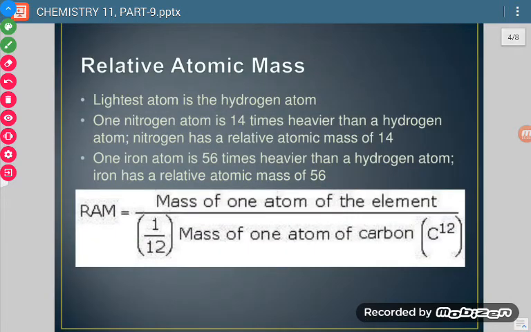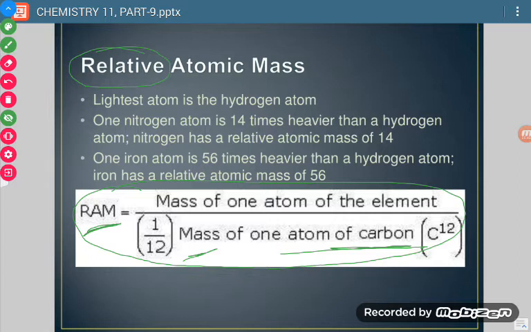Now see, average atomic mass or atomic mass is also known as relative atomic mass. Why do we say relative? Relative means that we are comparing with a particular element. Which element have we taken here for comparison? We have taken carbon 12. So this is the definition of atomic mass: relative atomic mass is equal to the mass of an atom of the element divided by 1/12 the mass of an atom of carbon 12 isotope.